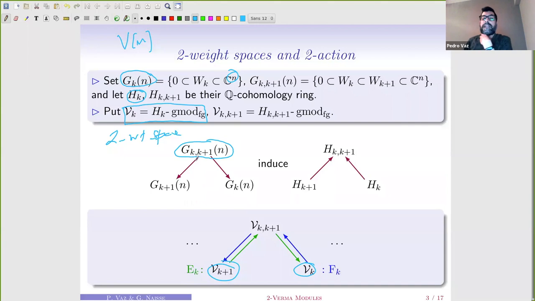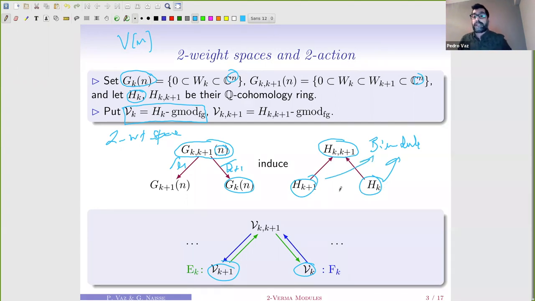So to move between these blocks, these weight categories, we look at the partial flag variety of k planes inside k+1 planes, everything inside some C^n. And there are natural forgetful maps that forget either the k plane and project onto the Grassmannian of k+1 planes in C^n, or you forget the k+1 dimensional plane and you end up with the other Grassmannian. So these maps are natural and they induce maps in cohomology that go in the opposite direction. So the cohomology of this partial flag variety is a bimodule over the cohomologies of the two Grassmannians, of k planes and k+1 planes in C^n.